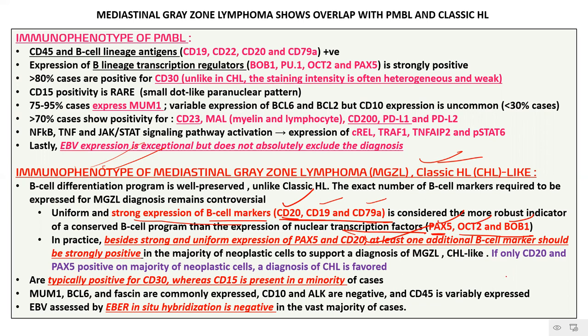If you have only CD20 and PAX5 at your disposal, and you find that what looks like a classic Hodgkin lymphoma is still showing positivity for CD20 and PAX5, you would still favor a diagnosis of classic Hodgkin lymphoma. Keep that in mind. In order to call it gray zone, you need one additional marker of B cell origin. And this will be characteristically positive for CD30 in the gray zone ones, but CD15 expression is rare, and if it is present, it is present in only a minority. But CD15 would be very rare in the case of a gray zone lymphoma. And Epstein-Barr virus associated RNA in situ hybridization is negative, unlike classic Hodgkin lymphoma. So that's another important thing to be kept in mind.